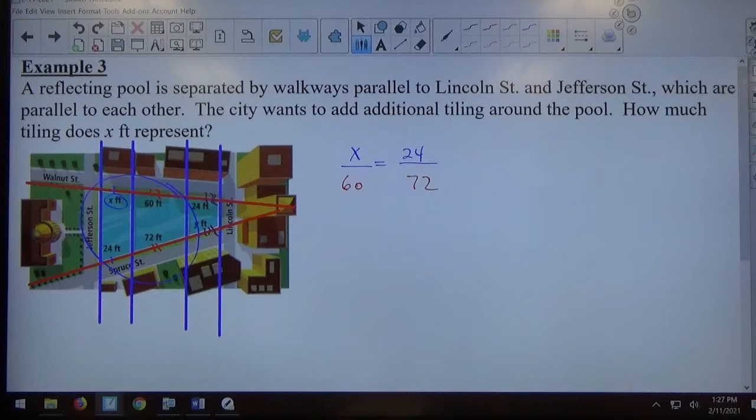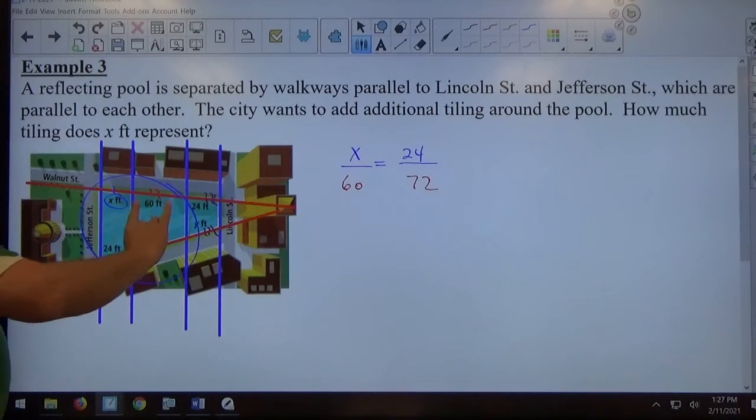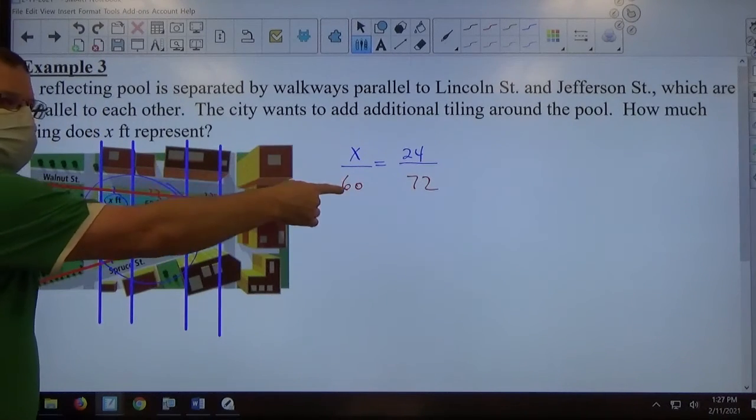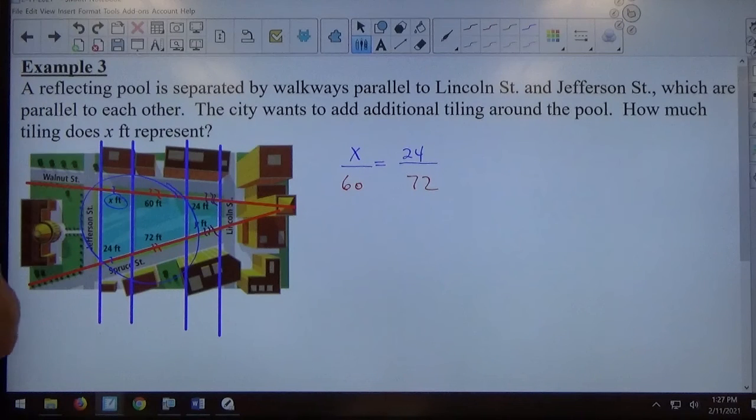When you make your proportion, make sure there's something common about everything in the proportion, both horizontally and vertically. So X and 24 are proportional, they're both on top. 60 and 72 proportional, they're both on the bottom. X and 60 are in the same transversal, they're in the same fraction. 24 and 72, same transversal, same fraction. So when you're making that proportion, make sure all those agreements happen. And then we just cross multiply to solve.